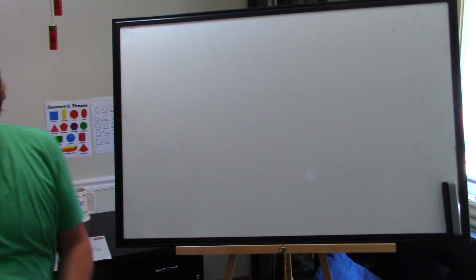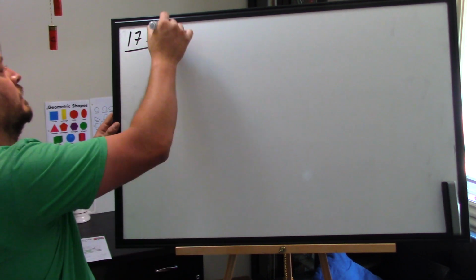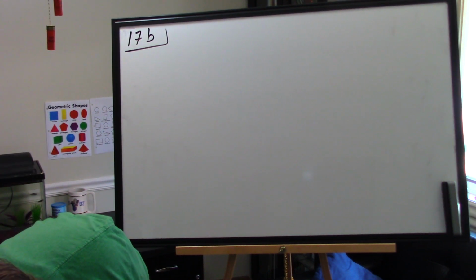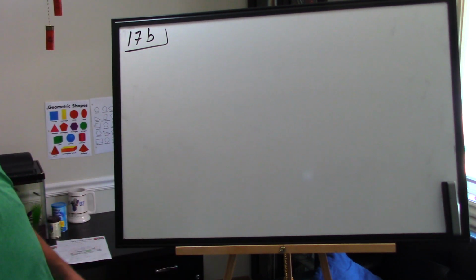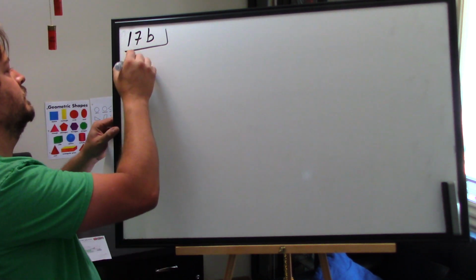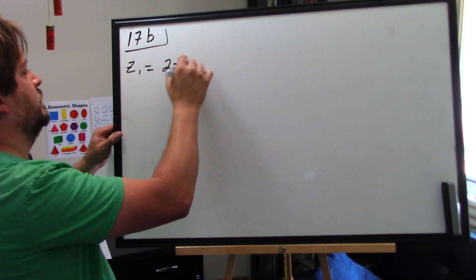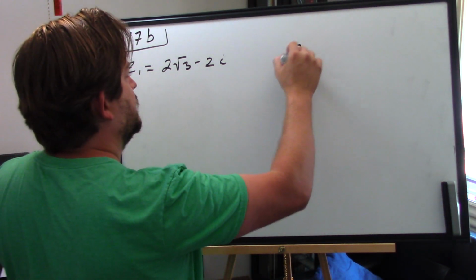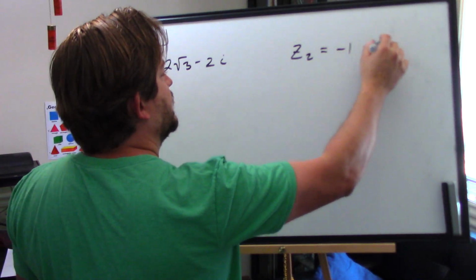All right, let's look at 17b. 17b asks, yes, yeah. It gives you two numbers. We have a complex number z1 is 2 root 3 minus 2i, and z2 is negative 1 plus i.